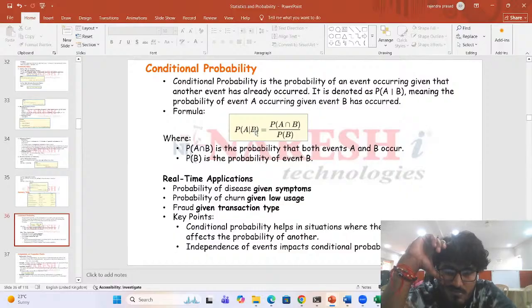Even if you calculate what is the probability of B, given that an event A has already occurred, meaning probability of B by A, what is the formula? Probability of A intersection B divided by probability of A. Is this clear?